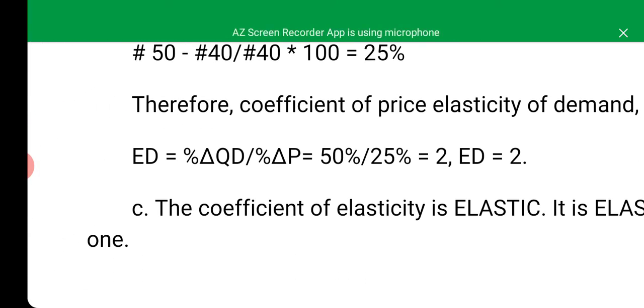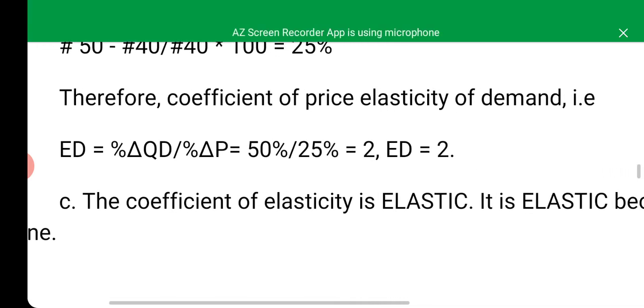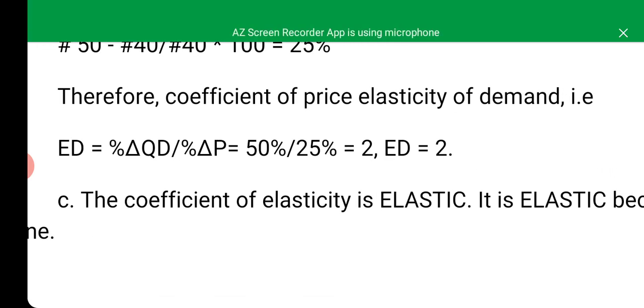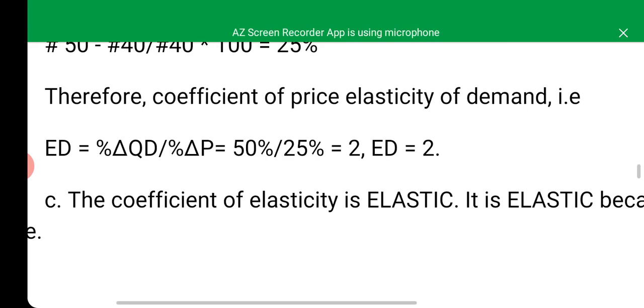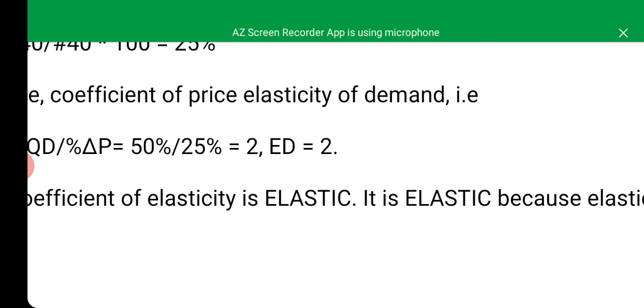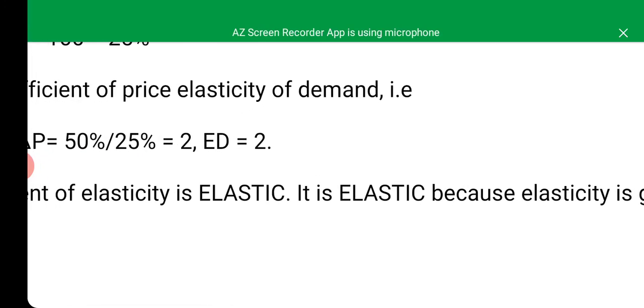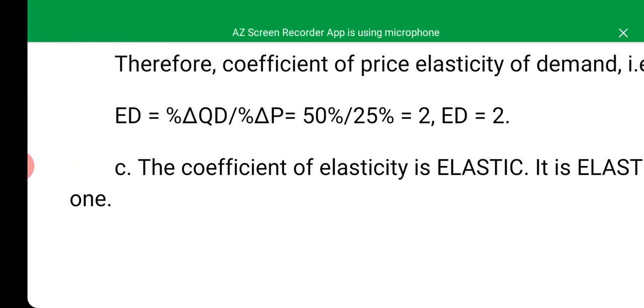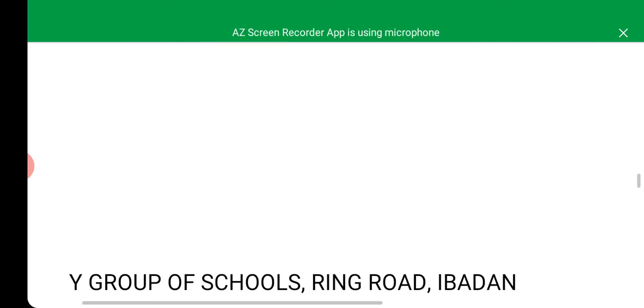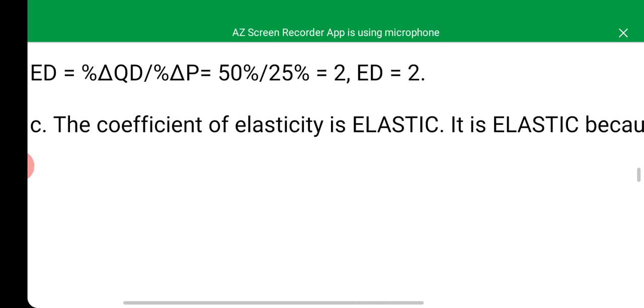So to answer question C, the coefficient of elasticity of demand is elastic. That is the first part of the question. How did we arrive at our conclusion? It is elastic because elasticity is greater than 1, as we can see from our answer. Our ED is equal to 2.